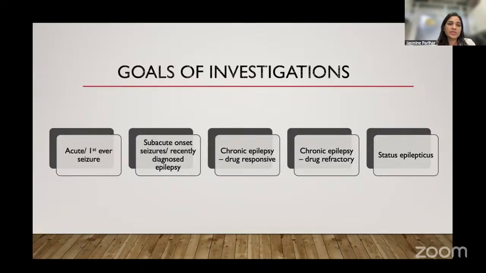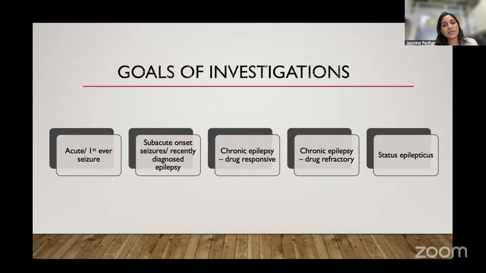Whether the patient has presented with an acute first ever seizure in the emergency, or the patient has subacute onset seizures, or the patient is having seizures for the past few months or maybe a day, maybe a few days. That is the second scenario. Third is that the patient is having seizures for the past 10 years on and off, happening once in a while. It is a drug responsive epilepsy, which is a chronic epilepsy.